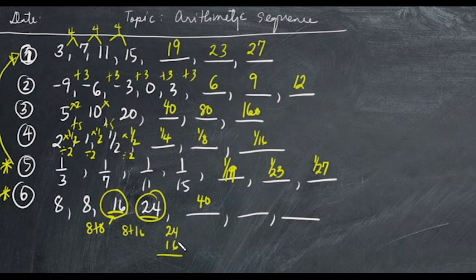Tama ba? 40 ba yan? 16 plus 24, 40. Correct. 40 plus 24, that is 64. And then 64 plus 40, that is 104.